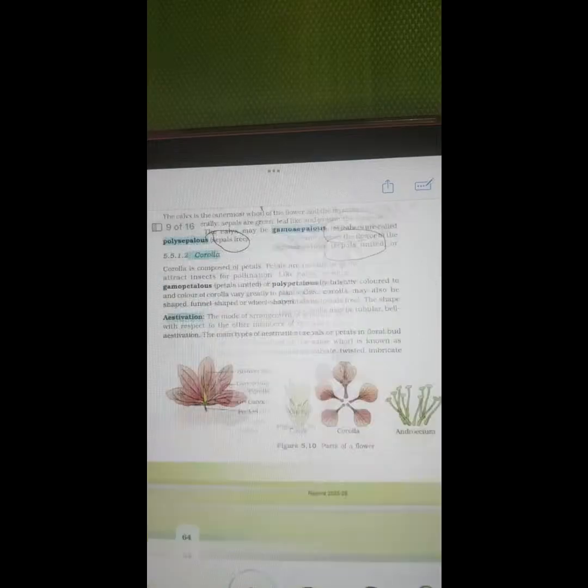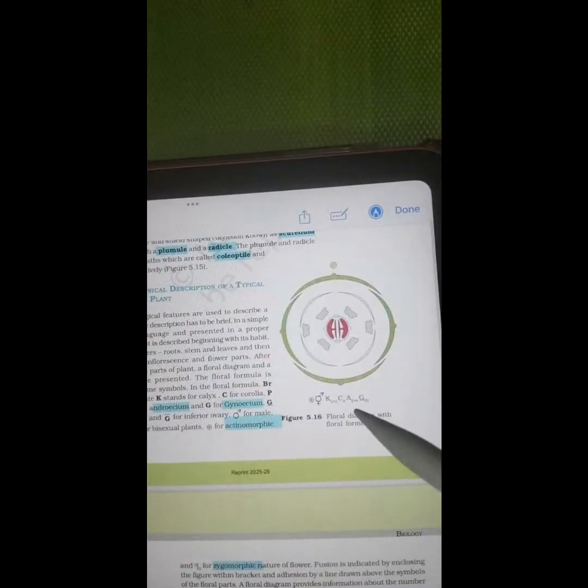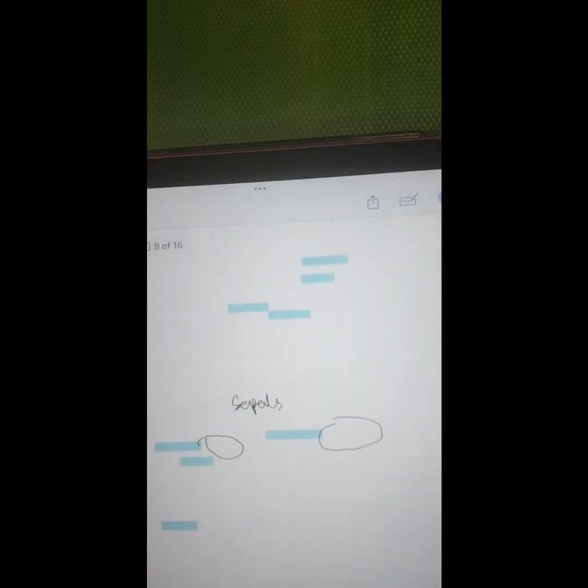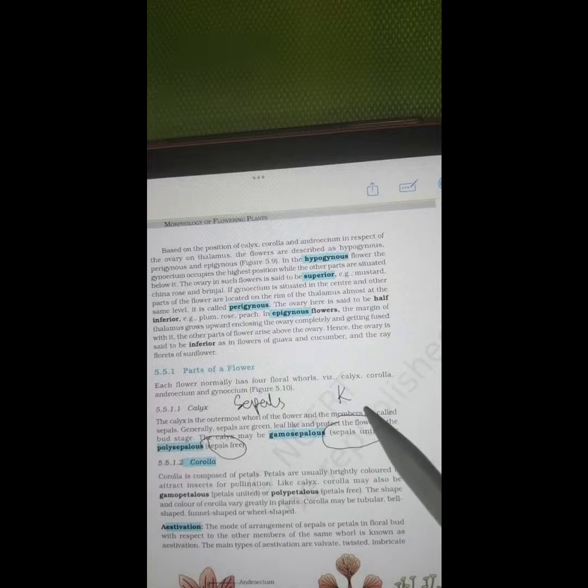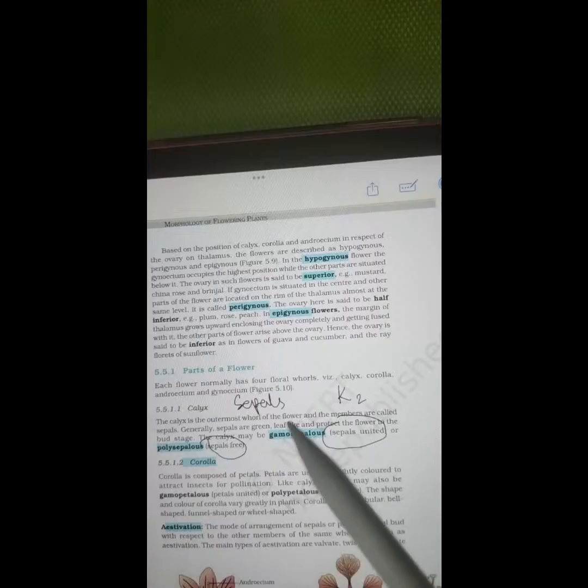Remember that as you move ahead, they have used few symbols as well. In this diagram, please see they have used K. Whenever you are writing the floral formula, you will always use the letter K for the sepal. So in case you are writing K2, and you are not enclosing this 2 in brackets, that means the condition is polysepalous. And if you are writing K bracket 2, then it is gamosepalous, right?